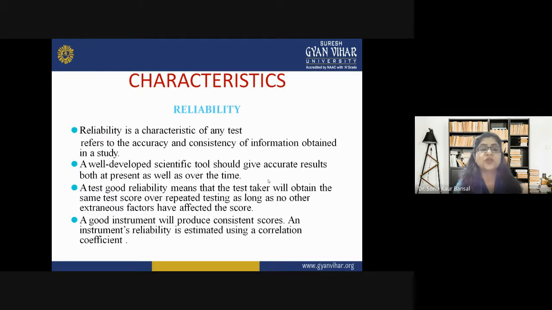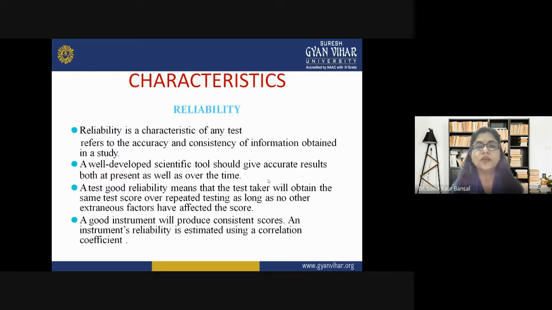of information obtained in a study. It means the test would be reliable if it is tested at one time on a particular sample, and if it is tested at another time on that same sample, you will find that the results are the same. They are not being differentiated. So it means your test is reliable.